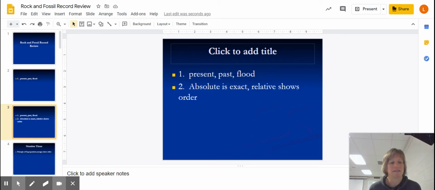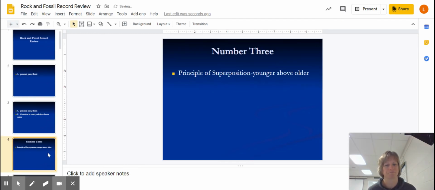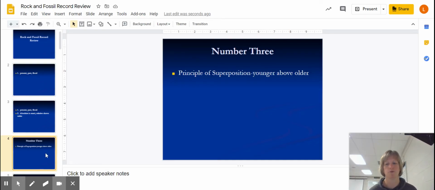Absolute dating gives us the exact age of a rock or fossil, where relative shows order. Then we get to question three, which actually is a bunch of important definitions to know. So the first one there is the principle of superposition. It is a relative dating technique that says younger above older.